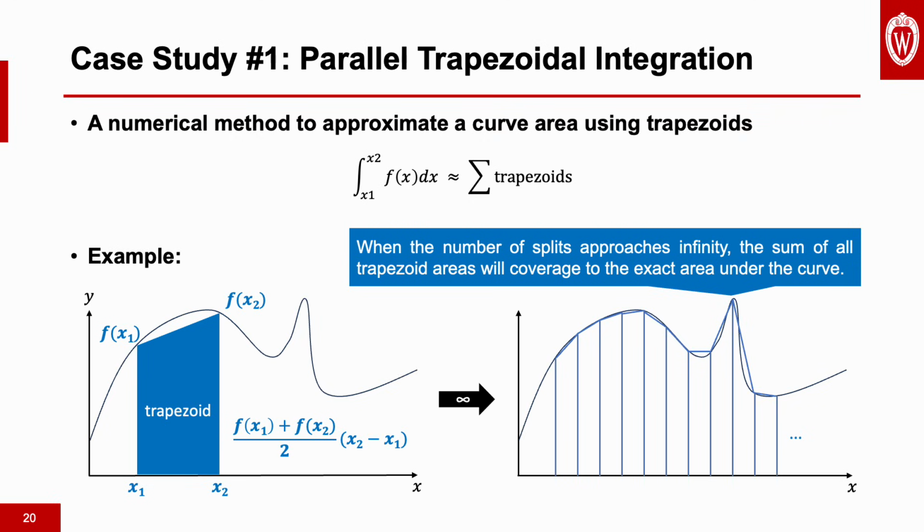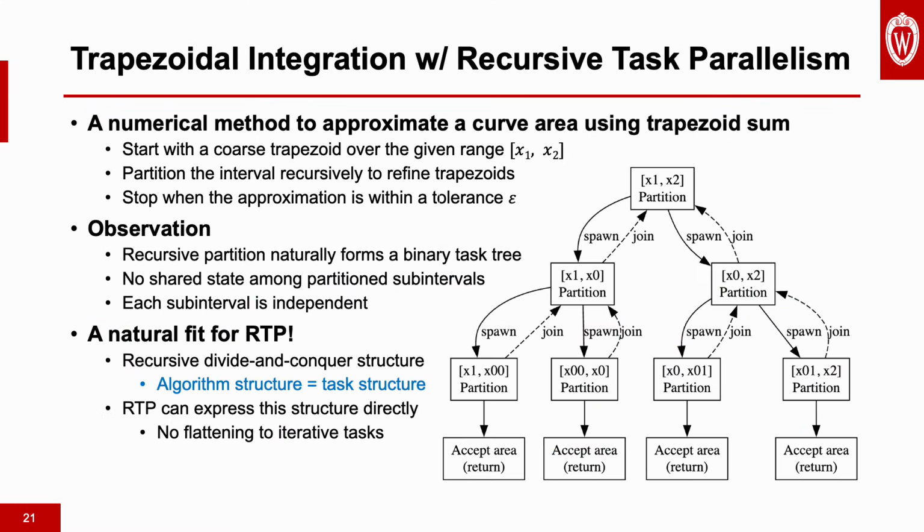When the number of splits approaches infinity, the sum of all trapezoid areas will converge to the exact area under the curve. Algorithmically, we start with the coarse trapezoid over the given range x1 and x2. Then we recursively partition this interval to refine trapezoids and stop when the approximation is within the tolerance. As you can see in the figure below, this recursive partition naturally forms a binary task tree. There is no shared data among partitioned subintervals. They are all independent. As a result, the trapezoidal integration method is an excellent fit for recursive task parallelism.